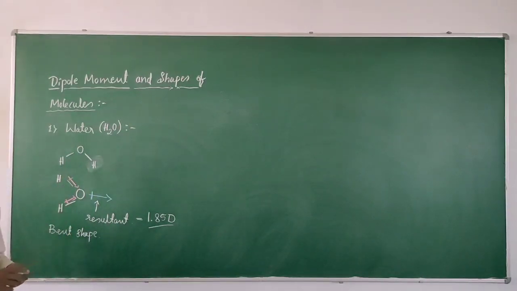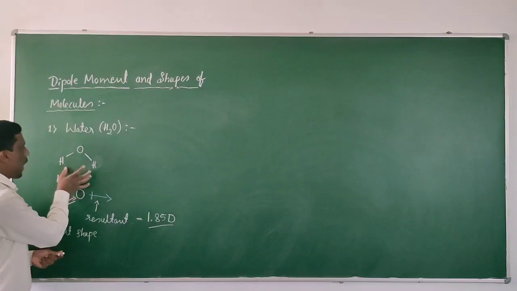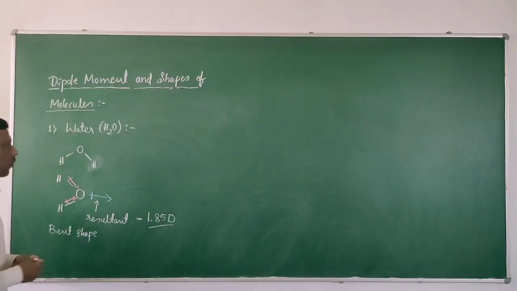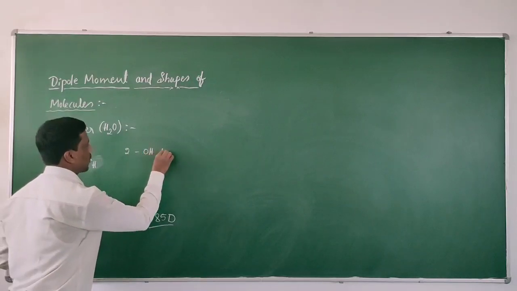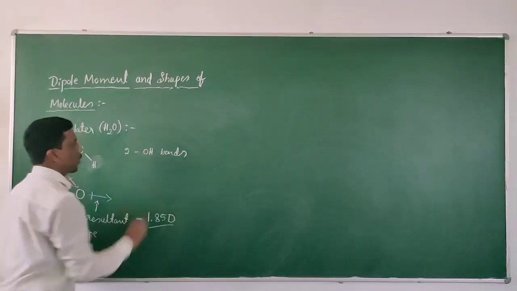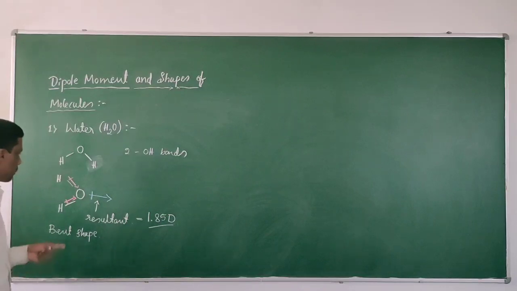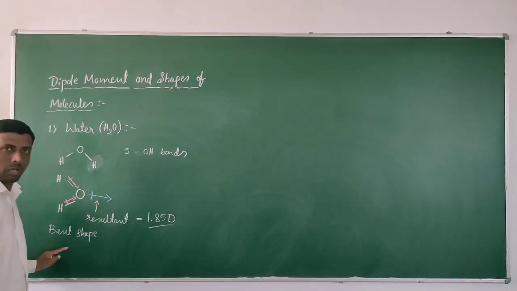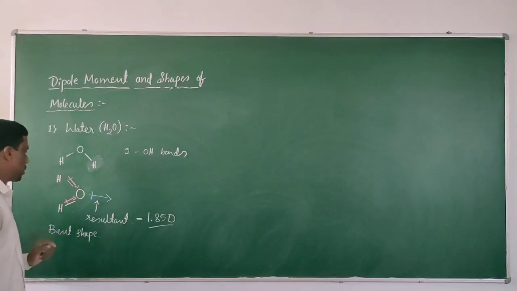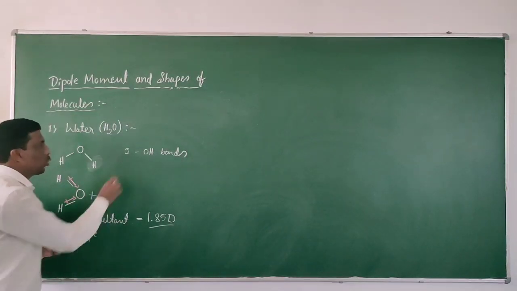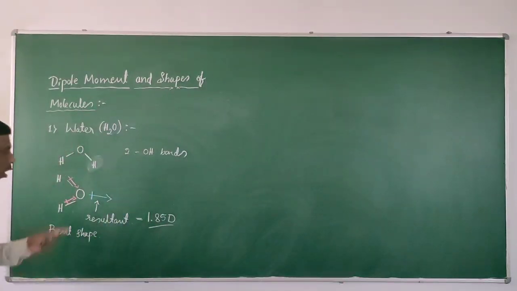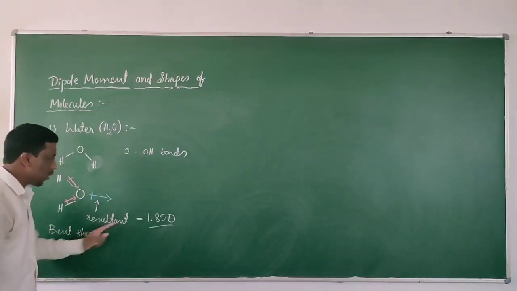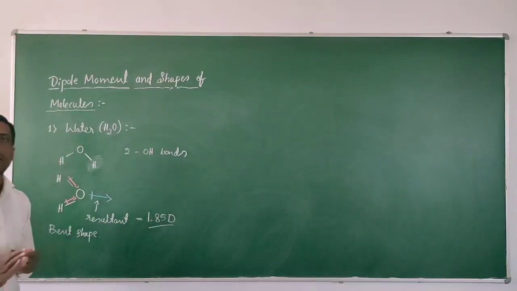In water there exists 1 oxygen and 2 hydrogens. Therefore, water has 2 OH bonds. The water has a bent shape structure. Here 2 OH bonds are present. The resultant dipole moment of the water molecule is 1.85 D.